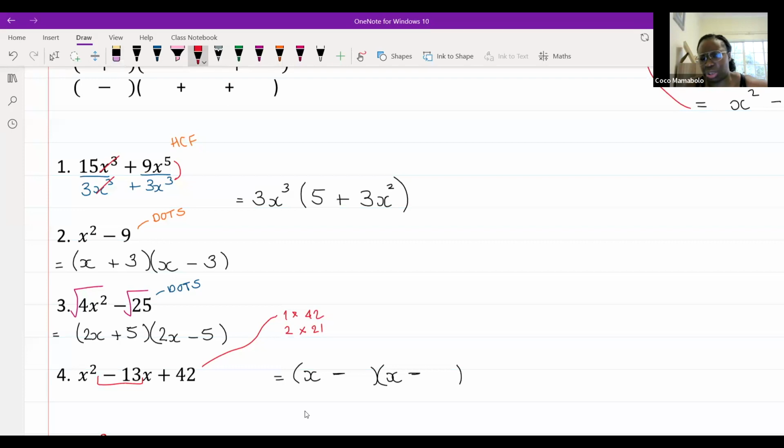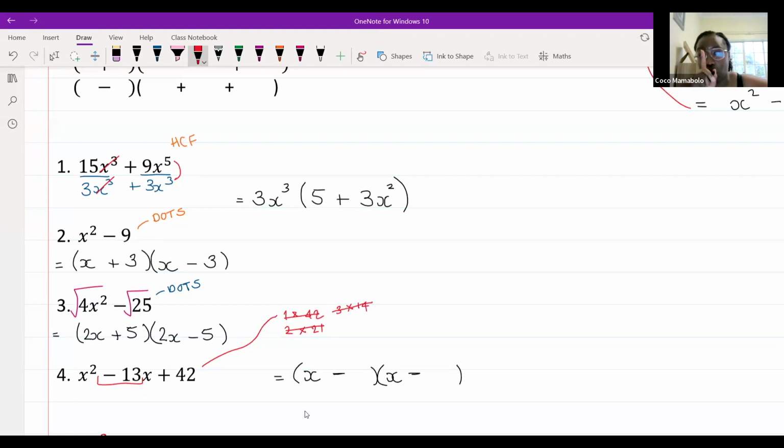2 plus 21, no. 21 minus 2, no. None of that works, right? None of these work. Any other combination? What times what equals 42? They can be 3 times 14. 3 times 14. You are 100% correct. Is that going to give us negative 13 in any way? No. So that one is not going to work.